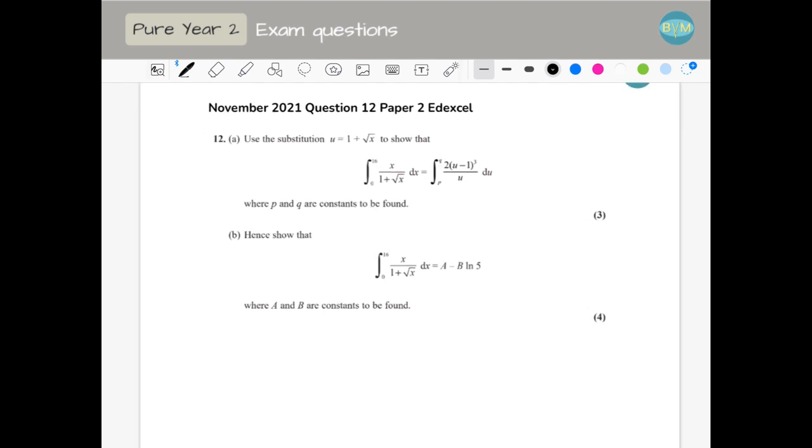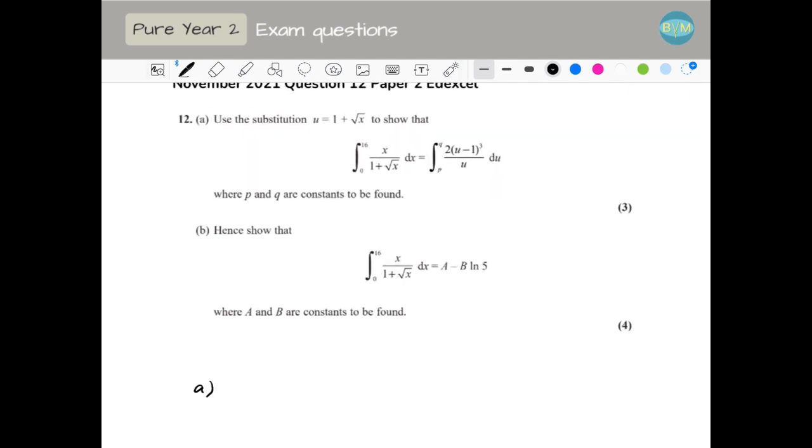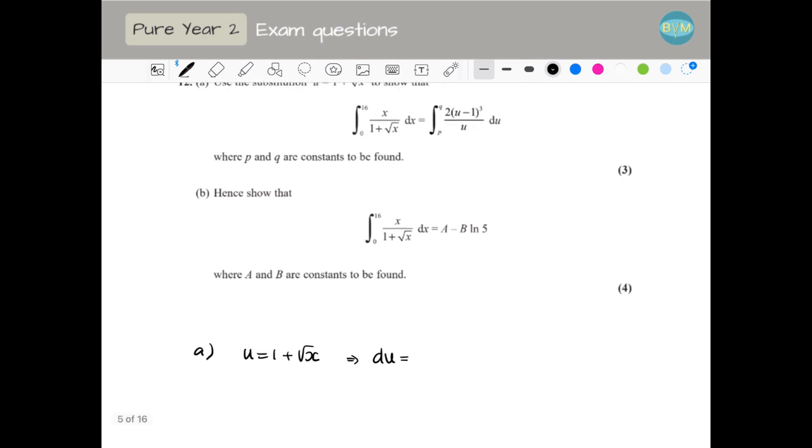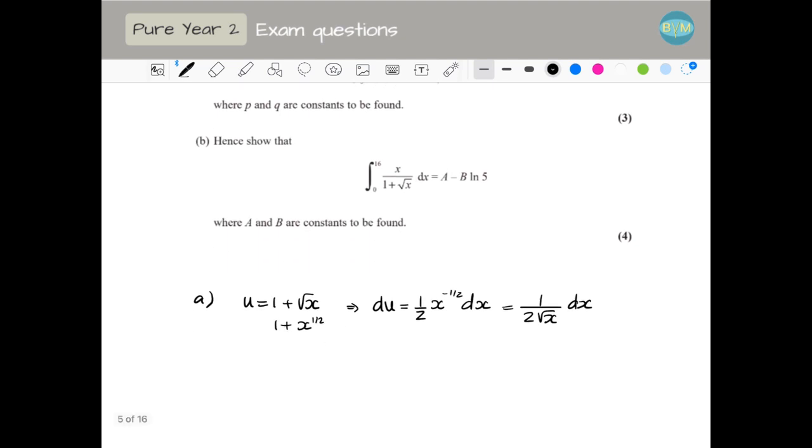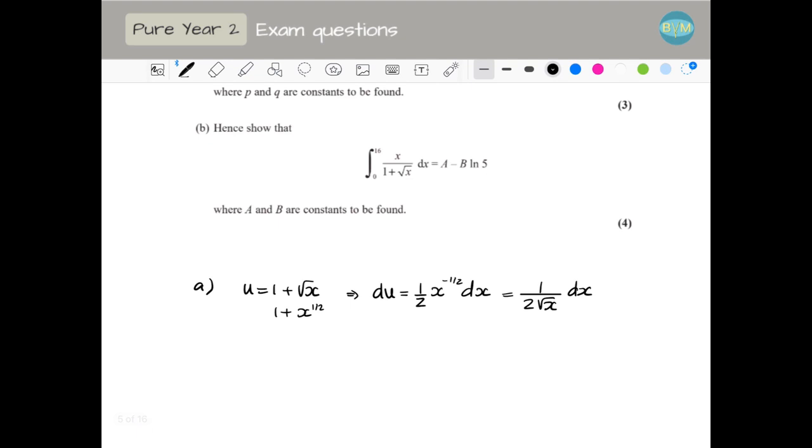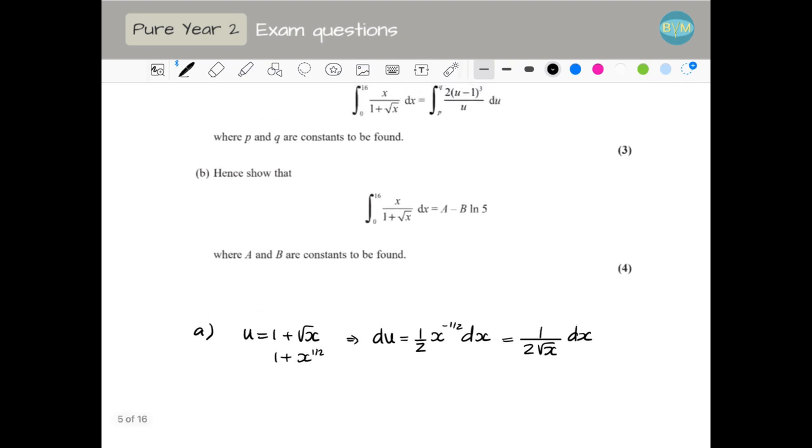So the substitution, they tell us, is u is 1 plus root x. So we are going to use the u. To differentiate, think that you can write this as x to the power of 1/2. So the derivative is 1/2 x to the power of 1 less, so minus 1/2 dx. Or if you prefer, 1 over 2 root x. I think it's easier to see. This is the u, and then I need the limits of integration.